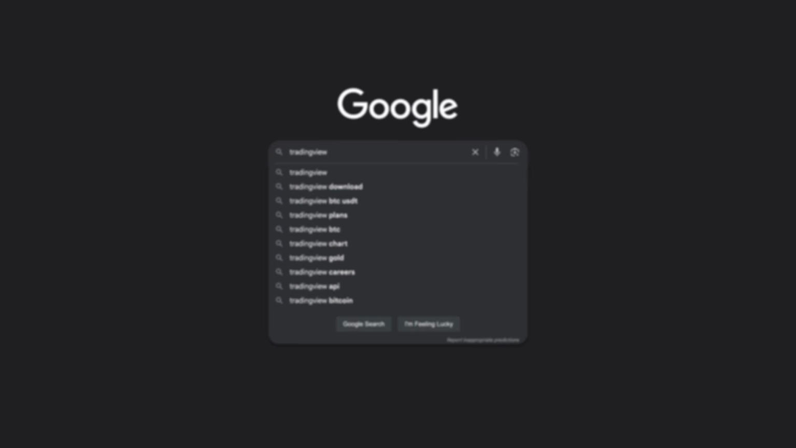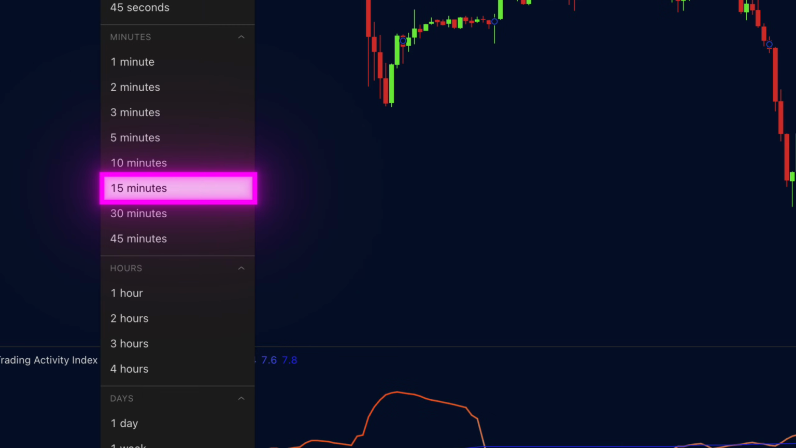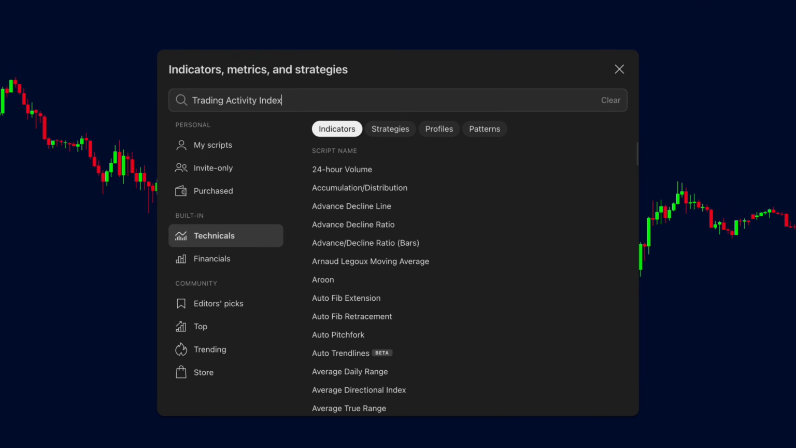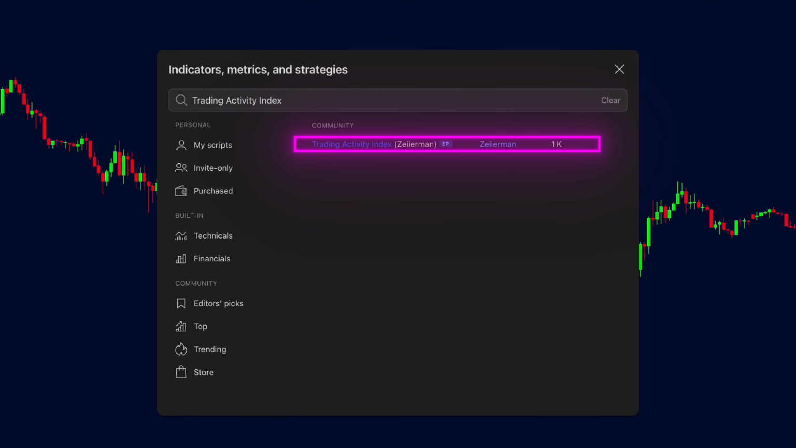To add this indicator to your chart, first, head over to TradingView and pull up any chart you want. I'm using the 15-minute time frame on euro-dollar, but this works on any market, any time frame. Click on indicators and type in Trading Activity Index. Make sure you select the one by Zierman.